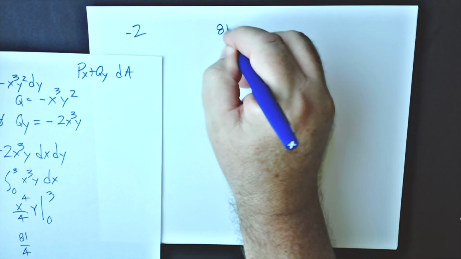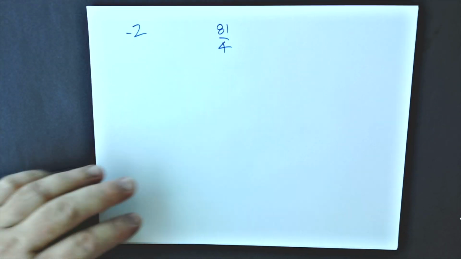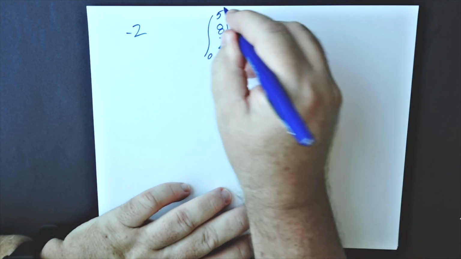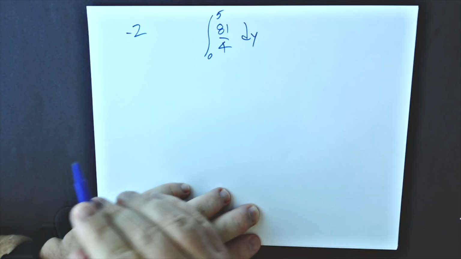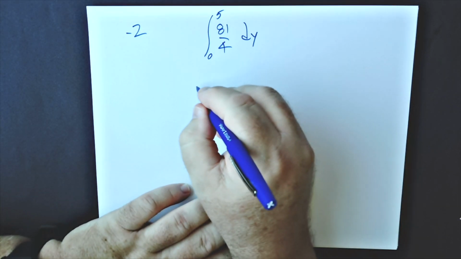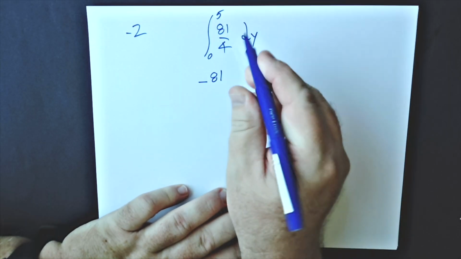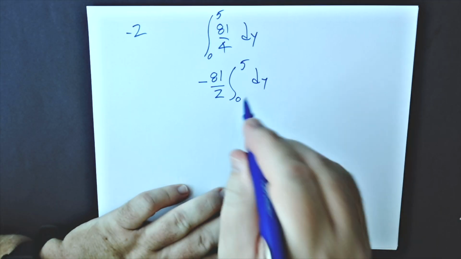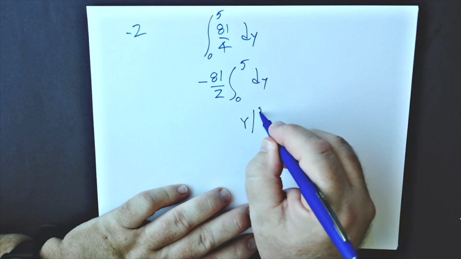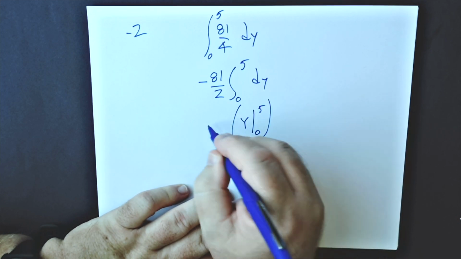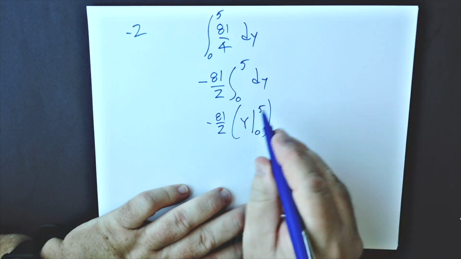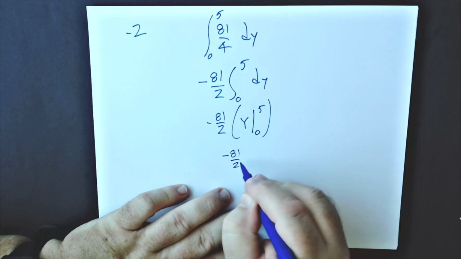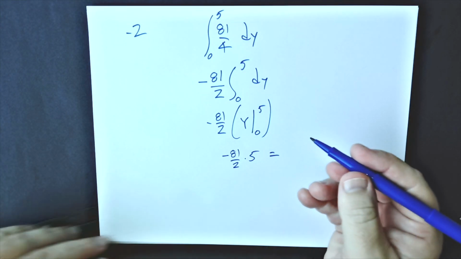So now I've got 81 fourths. We're going to integrate that on the y's now, and that's going to go from 0 to 5. Well, that 81 fourths can come out with the negative 2. So I'm going to have negative 81 over 2 dy, like that. Integral dy is simply y. So I'm going to evaluate y from 0 to 5 and multiply that by negative 81 halves. Well, 0 is 0, so just put the 5 in there. So I get negative 81 halves times 5.